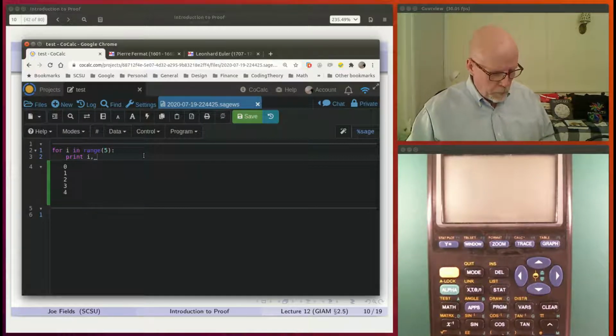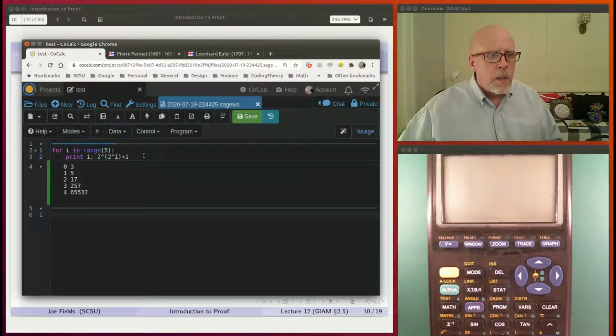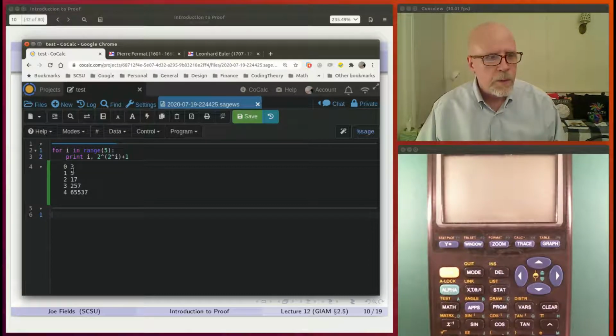Now I'm also going to have it print the Fermat number, which would be 2 raised to the, I have to use some parentheses to make it do the right thing, 2 to the 2 to the i, plus 1. Okay, so those are the first 5 Fermat numbers. When i is 0, you get 3. When i is 1, you get 5: 2 to the 2 to the 1, that's 4, plus 1, 5. When i is 2, you get 2 to the 2 squared. That's 2 to the 4th, 16, and 16 plus 1 is 17.